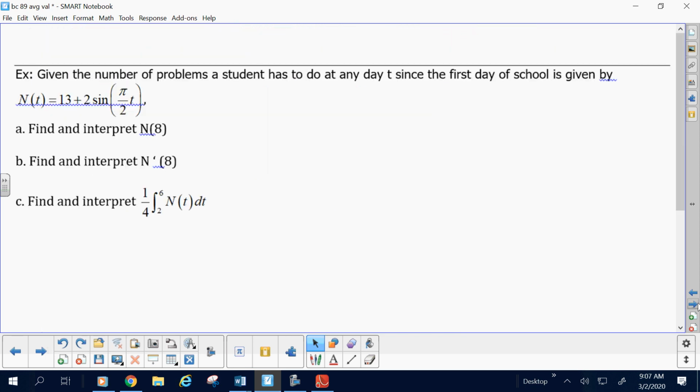Now, this average value idea is very common in free responses. You know all those problems where you interpret the integral? This is a new version of interpret the integral. So look at this problem here. Given the number of problems the student has to do at any time t, since the first day of school, given by that function, which kind of obviously goes up and down and probably isn't a great model, but it'll work. If I asked you to find and interpret N of 8, calculate what N of 8 is without a calculator, and then interpret the answer in the context of the problem.